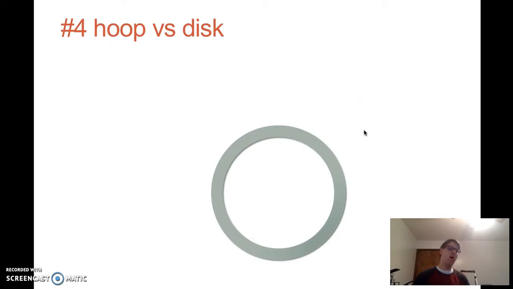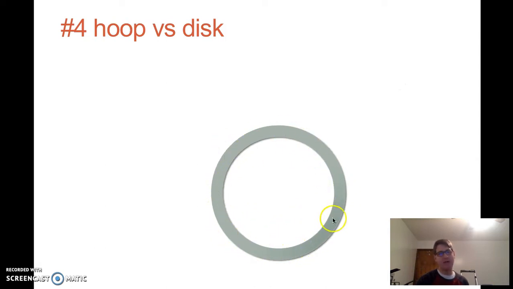Number 4 asks, why is it that a disc has a lower moment of inertia than a hoop? And you could look at the equation and say, well, the disc has 1/2 mr squared, the hoop is mr squared, so the hoop is clearly larger. But why? What I'm attempting to show in this slide is that if you've got a hoop, all of your mass is out here at the maximum radius.